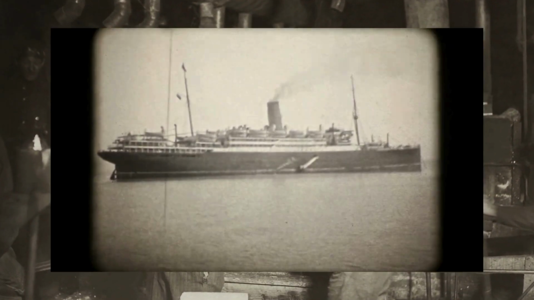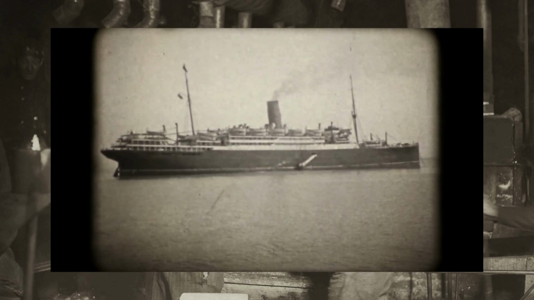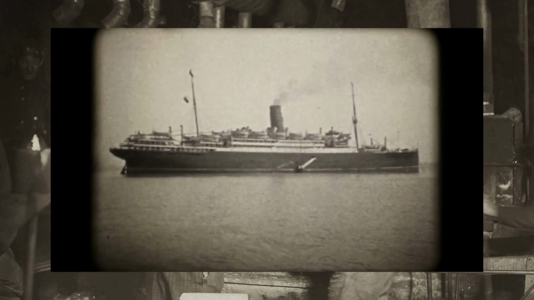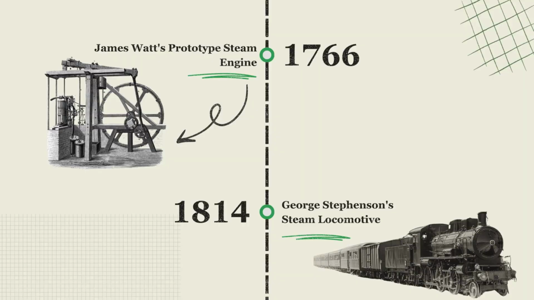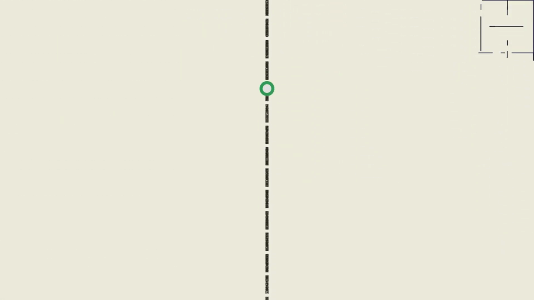By the mid-1800s, factories ran on steam. Ships crossed oceans on steam. Cities filled with smoke. The world was moving faster. But it was also getting dirtier. Then, in 1885, something changed.